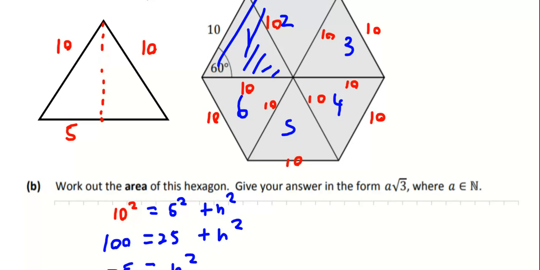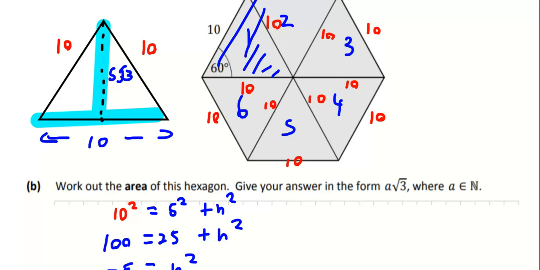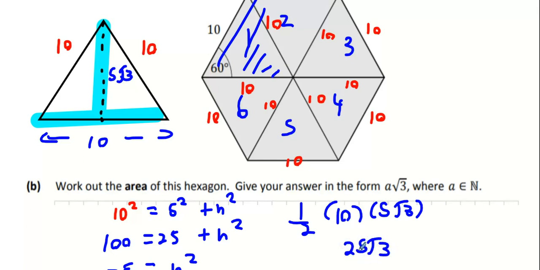Now to get the area of this triangle, we can do a half base times height. So 5 root 3 by 10. 10 is the base, and 5 root 3 is the height. So then it's going to be a half times 10 times 5 root 3, which is going to be 25 root 3. Then we have to multiply this by 6 to get 150 root 3. And as predicted, the a value is 150 because it's meant to be a natural number.